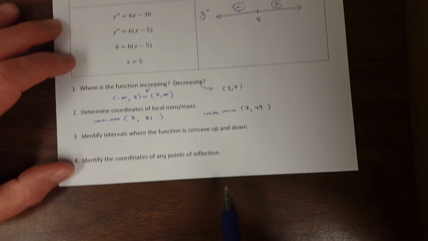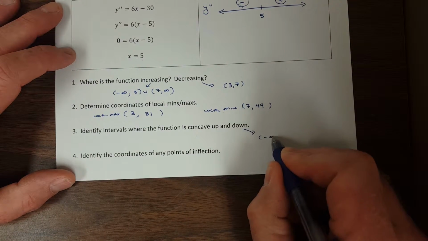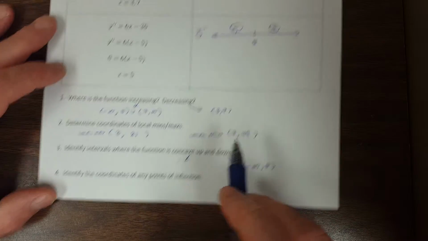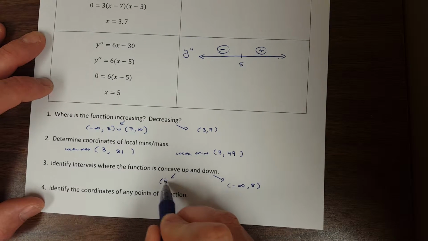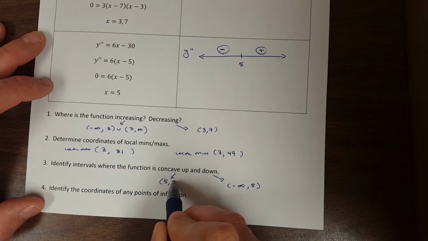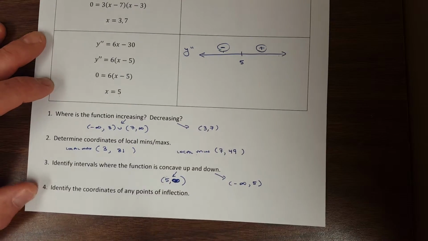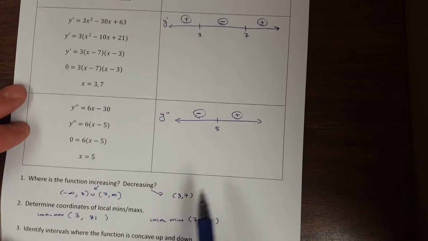So I'm going to mark that here. Concave down, we said, from negative infinity to 5, and concave up from 5 to infinity. Oops, that's an 8. And lastly, identify coordinates of any points of inflection.